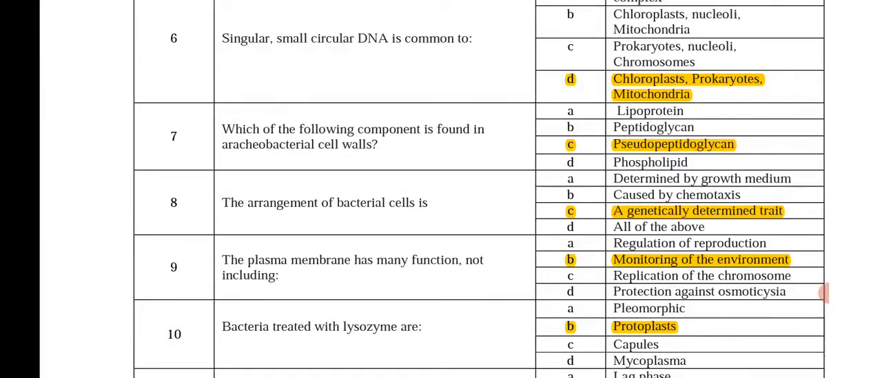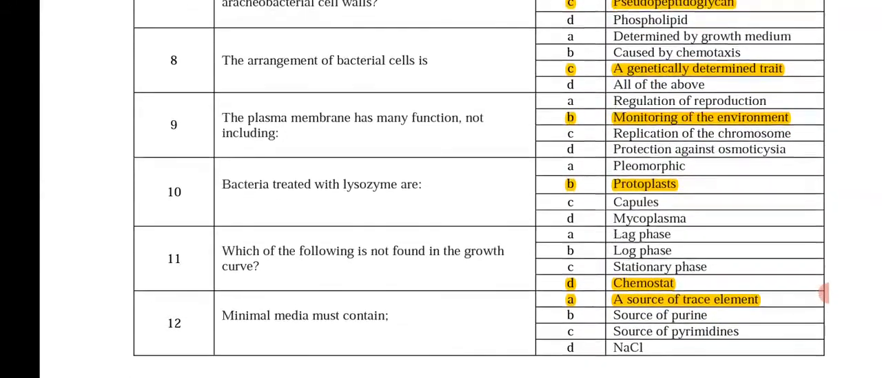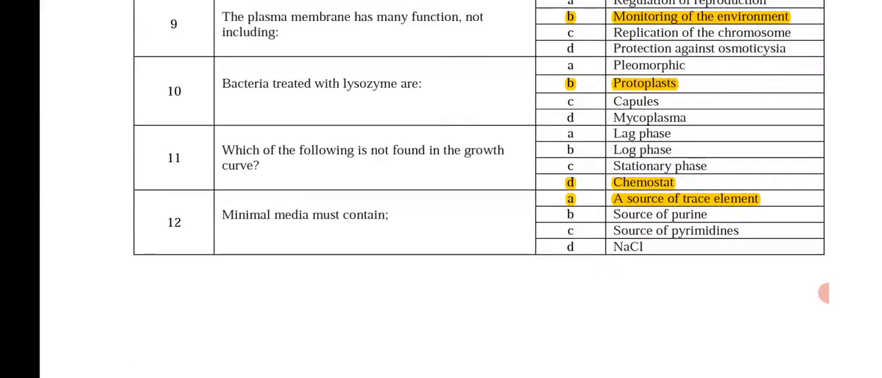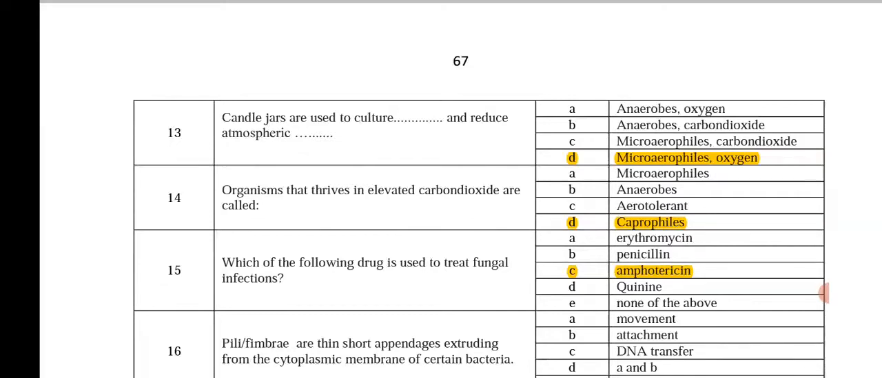The plasma membrane has many functions, not including monitoring of the environment. Bacteria treated with lysozyme are protoplasts. Which of the following is not found in a growth curve? Chemostat. Minimal media must contain a source of trace elements. Candle jars are used to culture microaerophiles, which reduce atmospheric oxygen. Organisms that thrive in elevated carbon dioxide are called capnophiles.